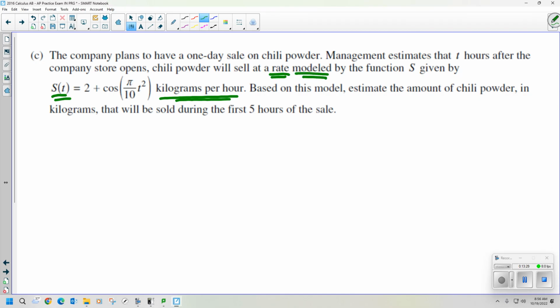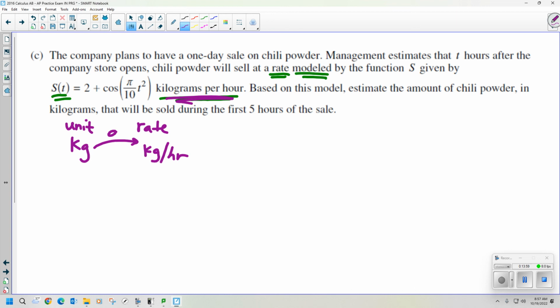Okay? So based on this model, estimate the amount of chili powder in kilograms that will be sold during the first 5 hours of the sale. Two things that are critically important. First off, if I have kilograms, which is a unit, and then I go to the rate of kilograms per hour, right? Kilograms per hour.